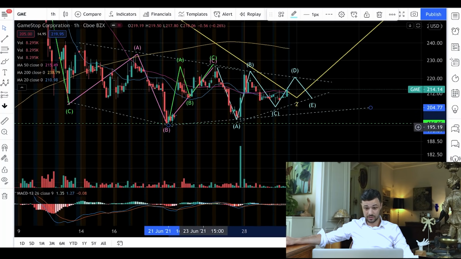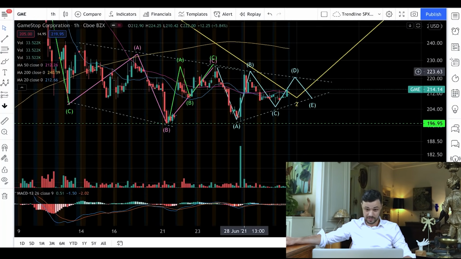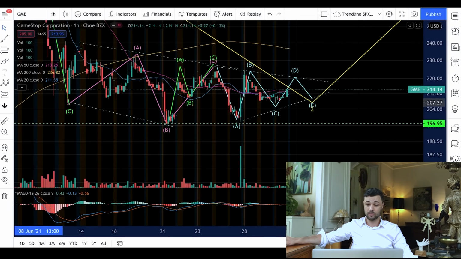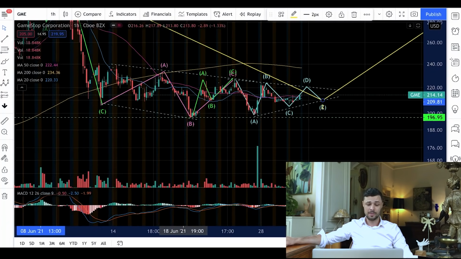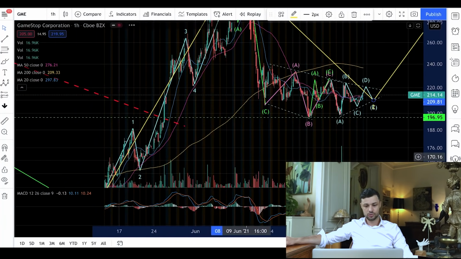And I don't like it because here I have one reaction, one reaction, but here we don't go to this level. So maybe if we go there, maybe I would change my labeling. But for now, this is the best way for me to see the price action. And what is left for me, A, B, C, D. So I think we're going to go to 220, then correct one more time to 210, and then finally start the third wave of the third wave, which as usual, guys, is going to be very impulsive and is going to take back some major level.